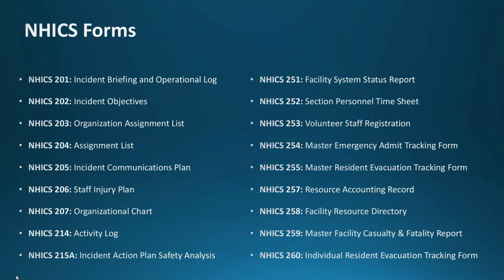Here's a copy of what those NHICS forms look like. And these form numbers are consistent across all different response entities, so a 215A is a 215A no matter where you go. If you're in a hospital or at a major wildfire with CAL FIRE, they're going to do a 215, which is an incident action plan safety analysis. That's going to be done by everybody, and it's going to have that same form number.